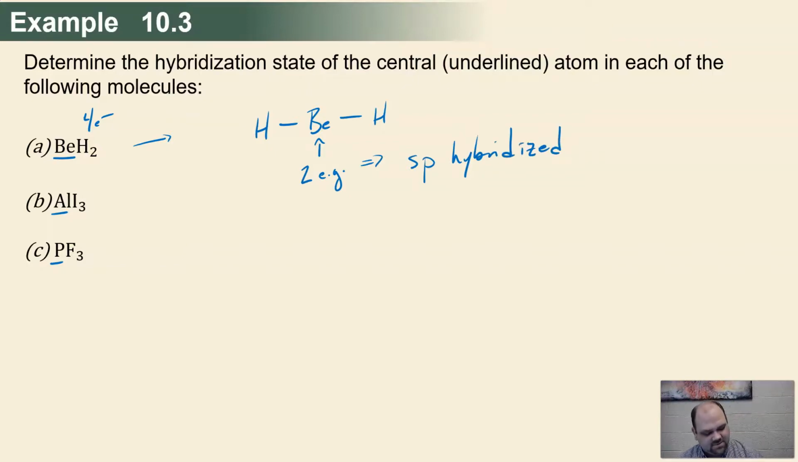Aluminum triiodide. I have aluminum. Aluminum brings 3. Each iodide brings 7, so that's a total of 24 electrons. We've got 6 already. 8, 10, 12, 14, 16, 18, 20, 22, 24. Aluminum is just below boron in the periodic table, so like boron, it's okay with having just 6 electrons.